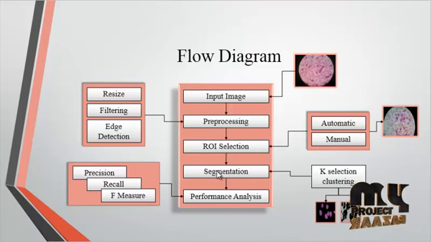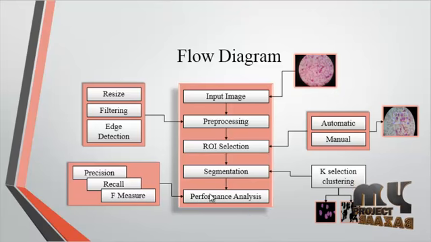Then the segmentation is carried out. In this segmentation process, only the affected nuclei are extracted and the other backgrounds will be eliminated. To segment this type of image, we can use the K-selection method for the segmentation. After getting the segmented result, the performance analysis is carried out for the proper segmentation.